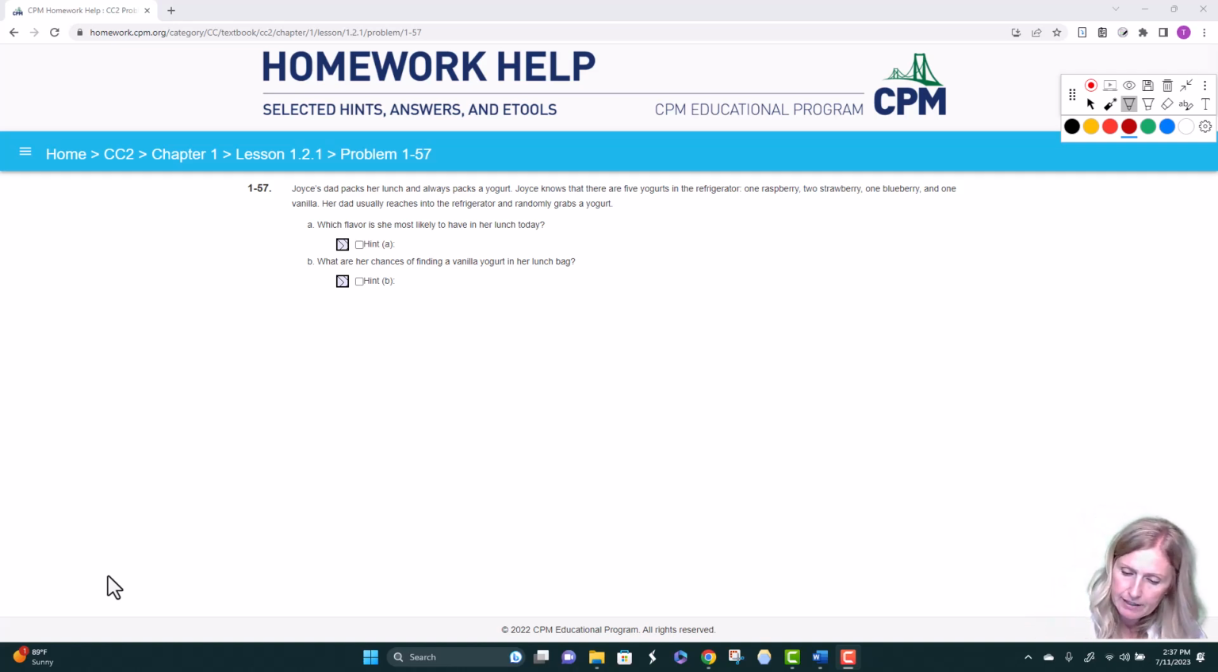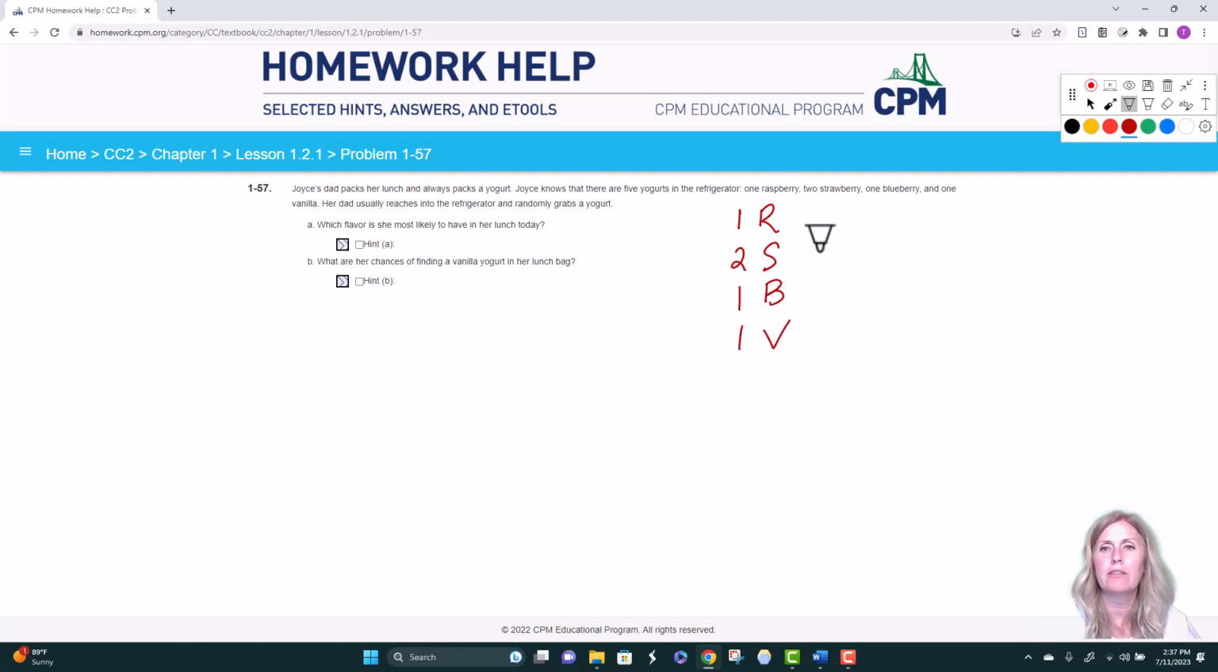Okay, so we have 1 raspberry, 2 strawberry, 1 blueberry, and 1 vanilla. You can look and see that there's more strawberry than there are of the others. So she is definitely most likely going to get a strawberry if he's just randomly reaching in and grabbing something.